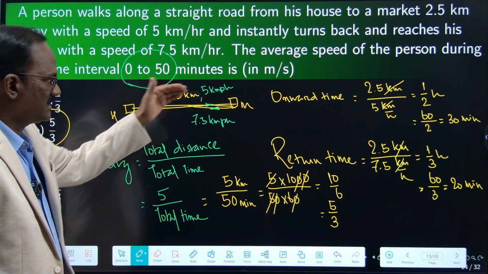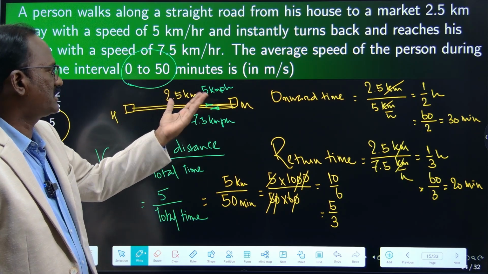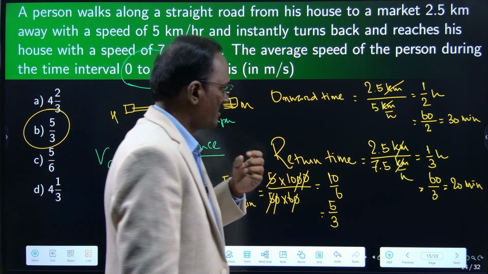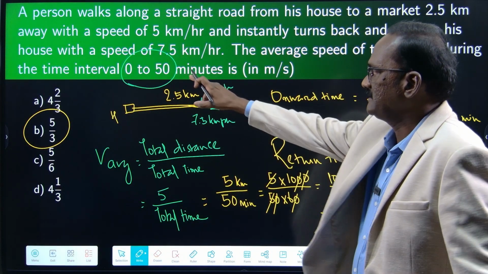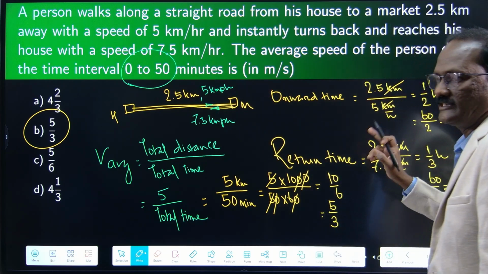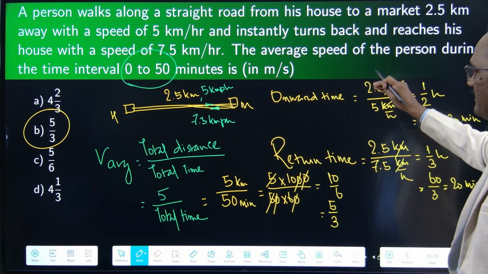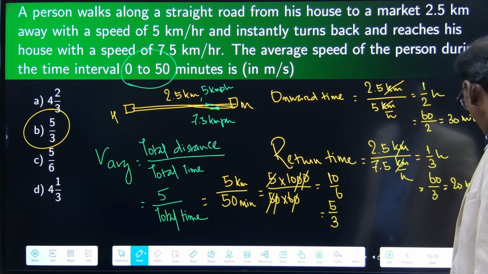So total distance 2.5 plus 2.5, and total time, right? So we are checking whether the 0 to 50 is actually taken by the person. That is why we are writing these two steps.